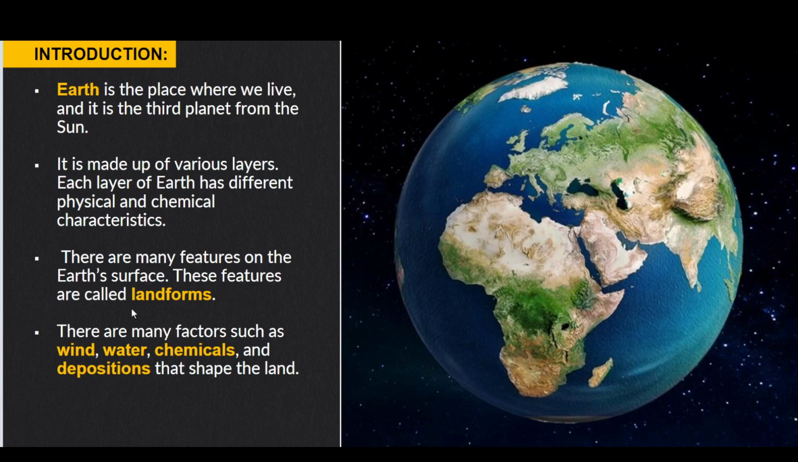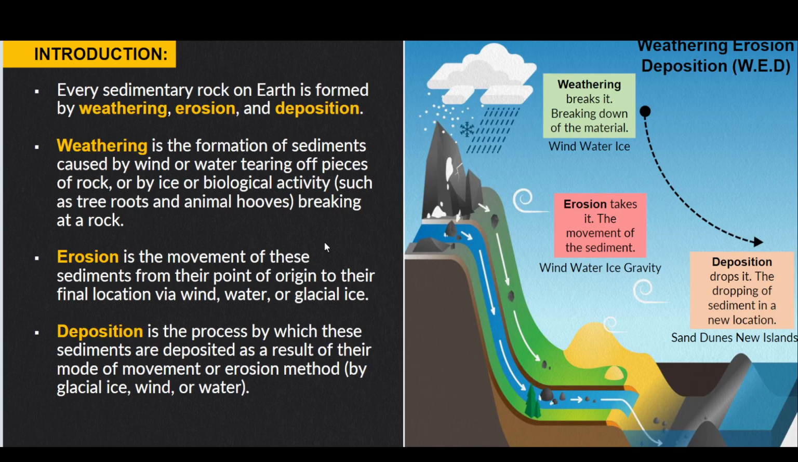We'll talk about landforms in detail. And there are many factors like wind, water, chemicals, and deposition that shape the land. Each sedimentary rock on the earth is formed by weathering, erosion, and deposition. A sedimentary rock is made up of sediment layers, and under pressure, lots of layers make a rock. So they are formed through these processes: weathering, erosion, and deposition.